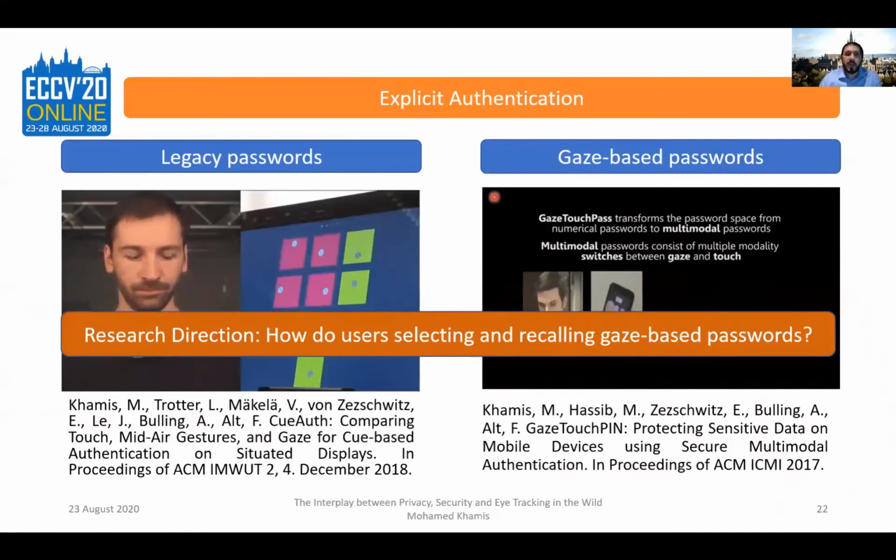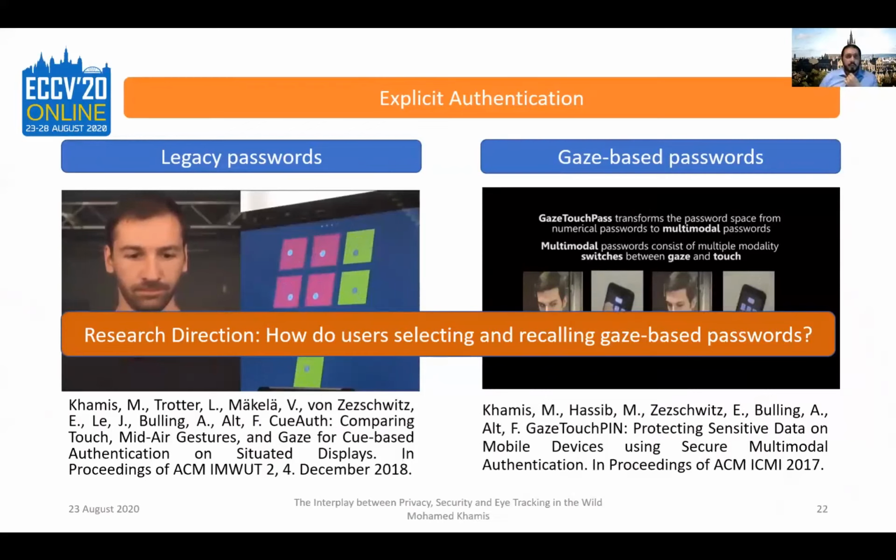So we don't know how people actually select and recall gaze-based passwords. When you enter pins on a touch screen or a keypad, there is muscle memory involved. You start to remember how to enter your password. We don't know if people also have an equivalent of a muscle memory for their eye movements. So there are a lot of things that could be uncovered by doing an in-the-wild study of recalling gaze-based passwords, or selecting them or creating them and so on.